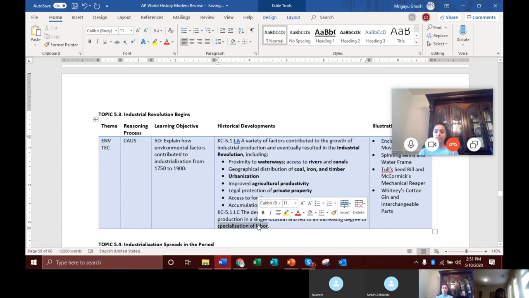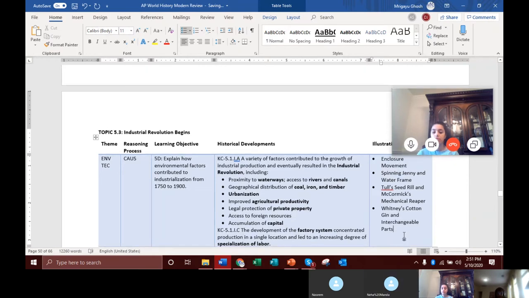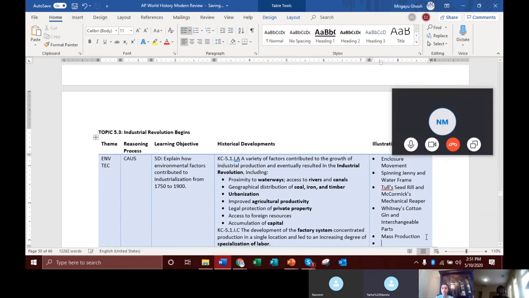Specialization. Mass labor production is another big deal. Yes. Concentrated production. Okay. So that actually we can mention here as an example. Crop rotation. Okay.